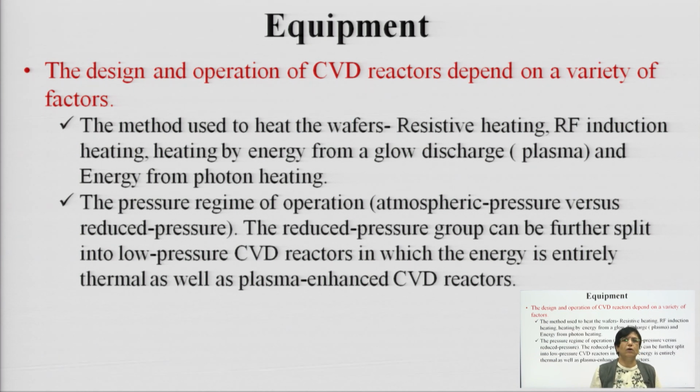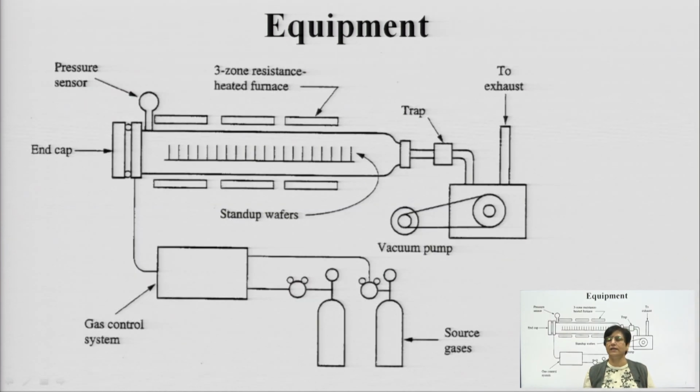The equipment is basically using a chamber. Here I will show you. Here you have a horizontal furnace where the wafers are kept on a boat, or a wafer carrier. You have a vacuum tube and a vacuum pump which is controlling and ensuring the pressure conditions. You have a trap and the exhaust for driving away the residues.